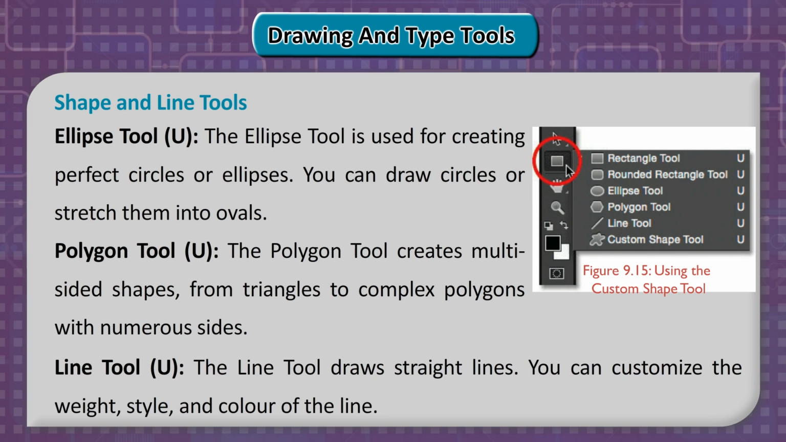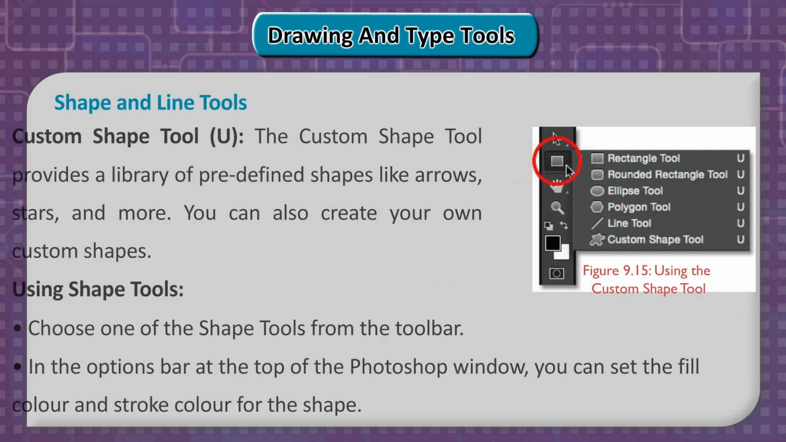You can draw circles or stretch them into ovals. Polygon tool. The polygon tool creates multi-sided shapes, from triangles to complex polygons, with numerous sides. Line tool. The line tool draws straight lines. You can customize the weight, style, and color of the line.